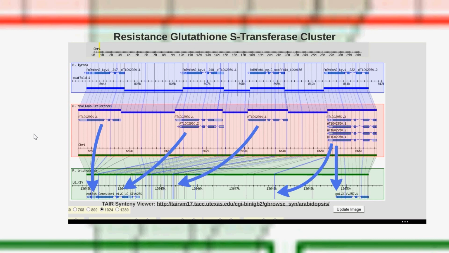The Arabidopsis thaliana gene 2950 is almost directly syntenic with the Populus 257 gene, except that the 5' UTR region is separated by a possible 1.5 kilobase insertion in the Populus genome.